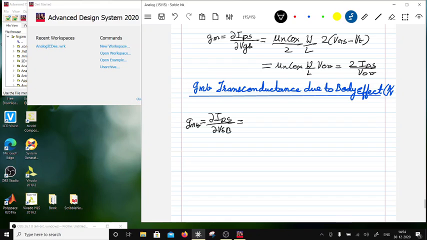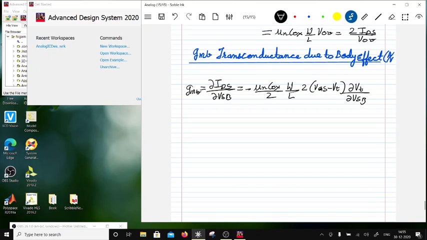That will be GMB. So if I do that, I would have μn Cox by 2 W by L, and then it is (VGS minus VT) square, so it will be twice of (VGS minus VT), and now I will have to introduce ∂VT by ∂VSB, and there will be a minus sign here because of differentiation. So this would be minus, and this thing is the same as GM, right?